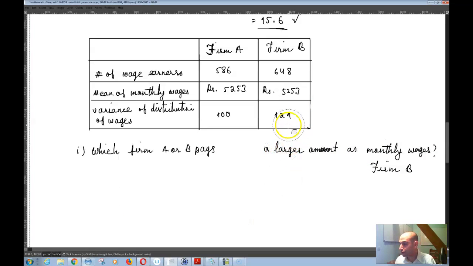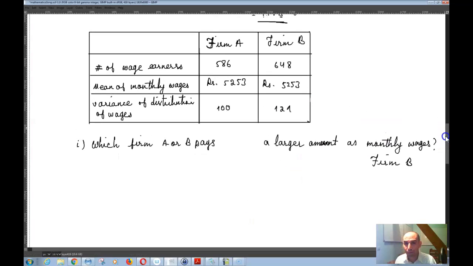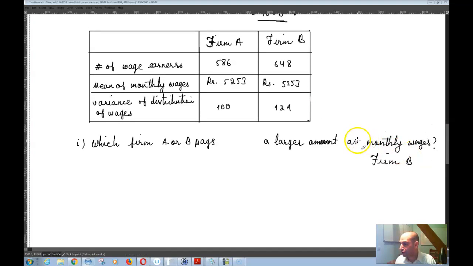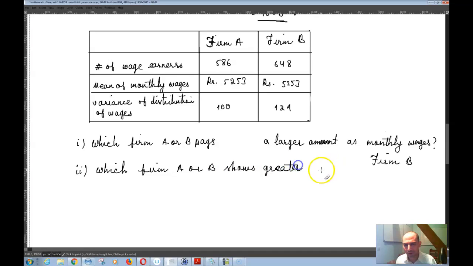Now, the second question is: which firm, A or B, shows greater variability in individual wages?